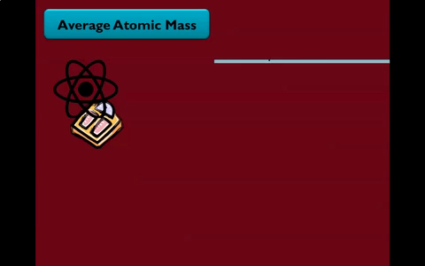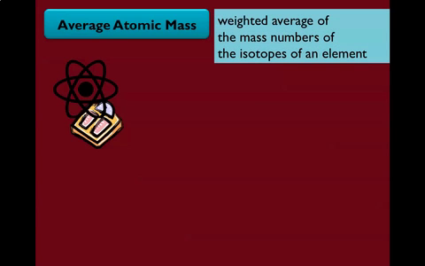So to find the average atomic mass, that's the weighted average of the mass numbers of the isotopes of an element. They look at what occurs naturally of all the different types of isotopes, and then they take an average. But they take into account if there's lots of one kind and not very much of another. And that's what you actually see on the periodic table, and that's why there are decimals on the periodic table under the mass. Because it's an average.